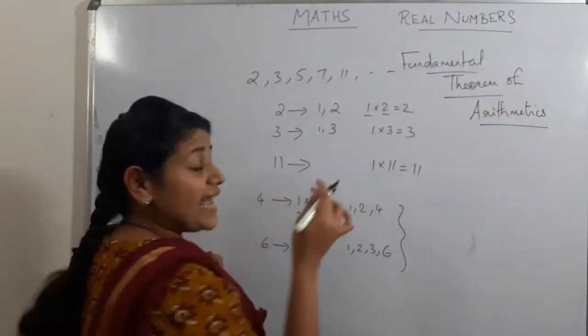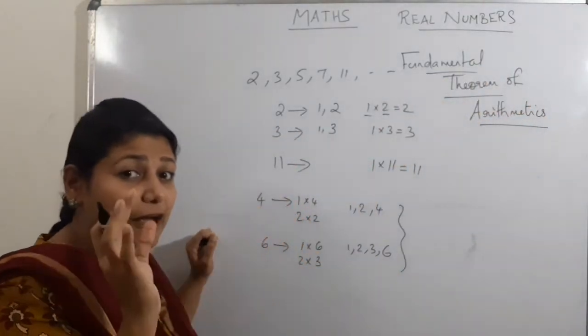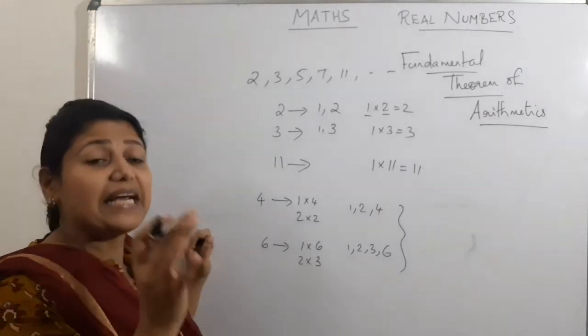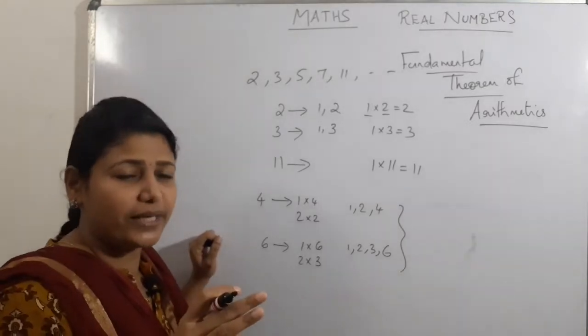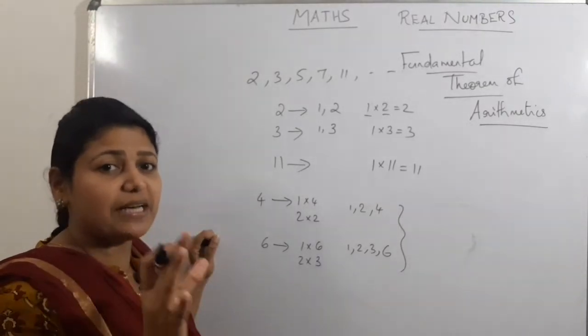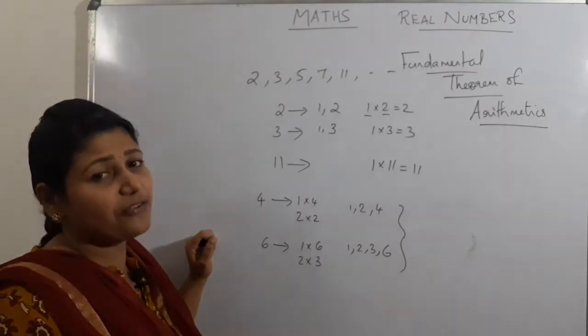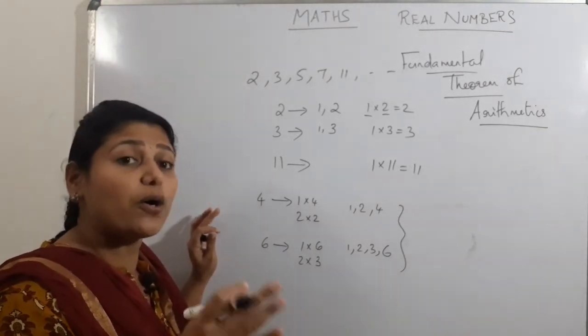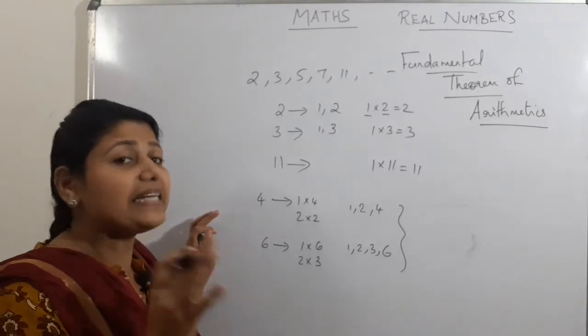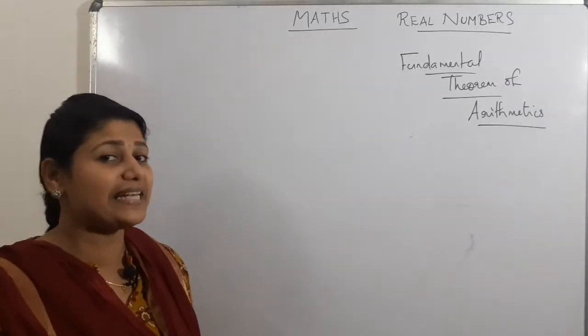It states that every composite number can be written as a product of prime numbers. And it is unique. What is that? Every composite number can be written as a product of prime numbers and it is unique. Sometimes the order may change, but it is unique. I will explain with an example.